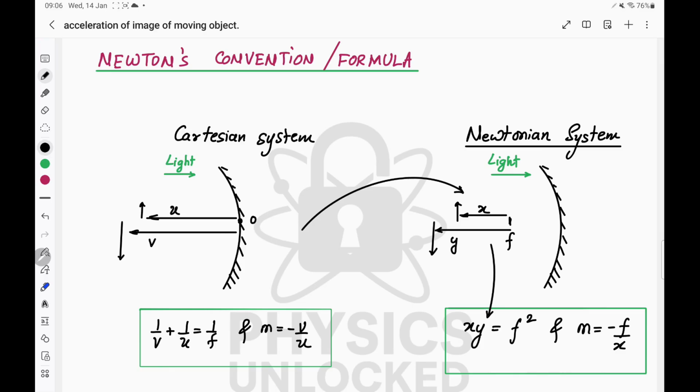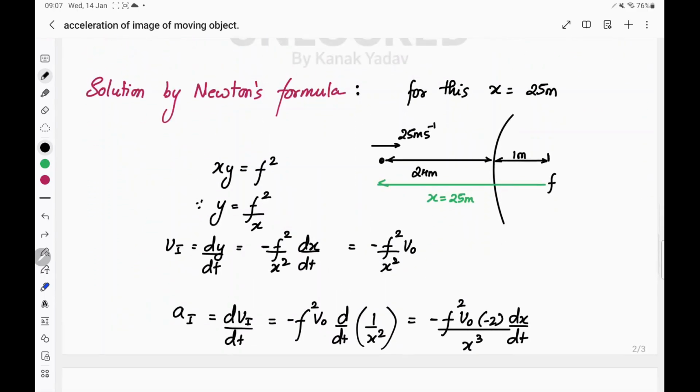It is way more elegant compared to your mirror formula. Your mirror formula has a complex LCM taking and solving in order to get the image distance from the object distance. However, in Newton's convention, the relation between object and image distance is very easy, and many times we can get the answer mentally. Also, the magnification in Newton's convention is minus f divided by x. So let us use the Newton's convention to solve this question. Okay. So what we will do, solution by Newton's convention.